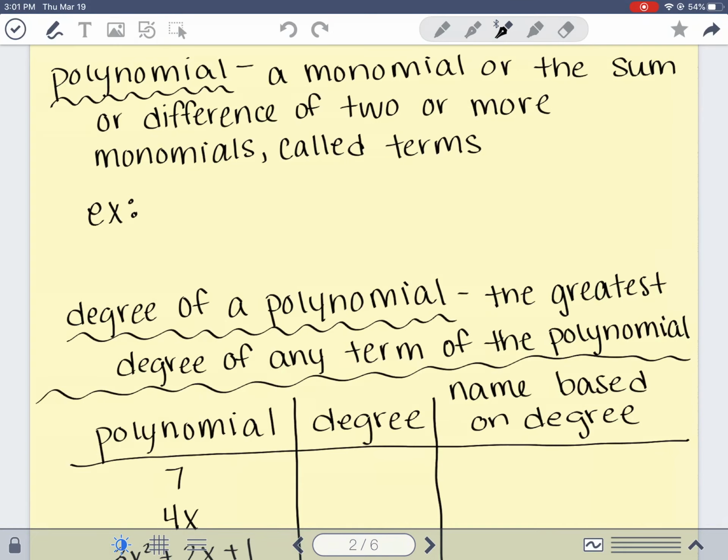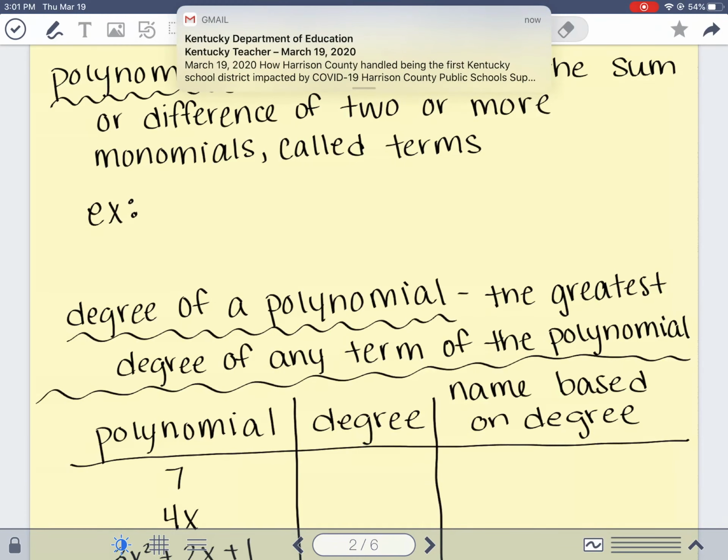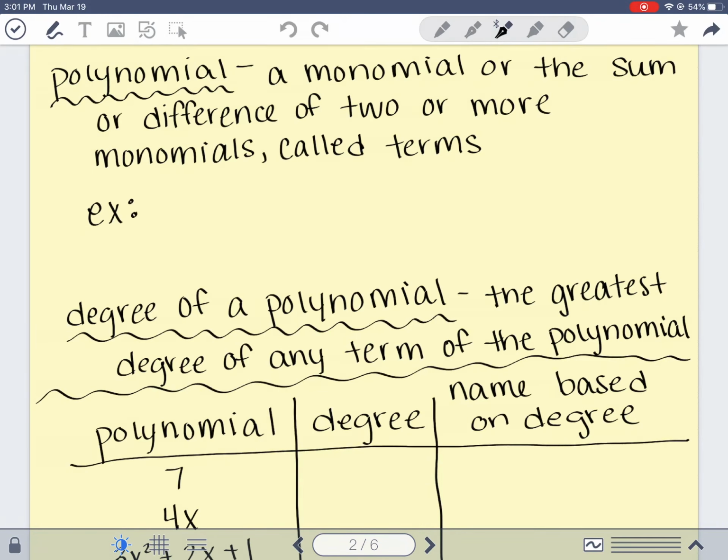All right, a polynomial. A polynomial is a monomial or the sum or difference of 2 or more monomials. We call these terms. We've talked about combining like terms before. This is the same thing. So a polynomial might look like x squared plus 3x minus 4. It's just a combination. It's got this plus or minus in it. It's just like an expression.